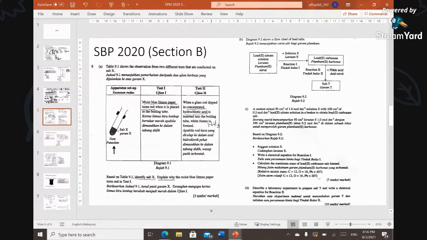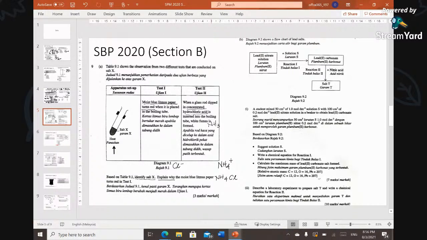Okay, salt X. So salt X, if you see, there is ammonium ion. And then there is an acidic gas. So what is the acidic gas? So the acidic gas should be chloride. Okay, so salt X should be NH4Cl. So they ask you to write down ammonium chloride. Okay, then explain why the moist litmus paper turns red.